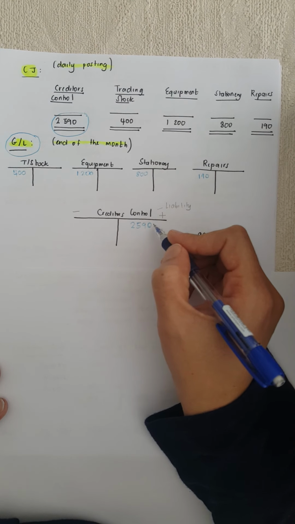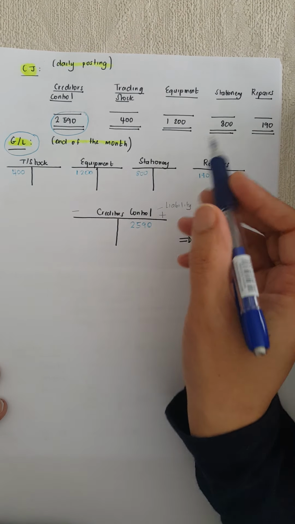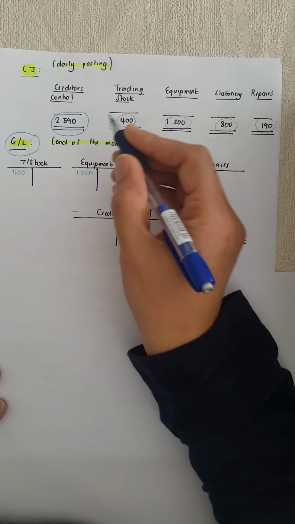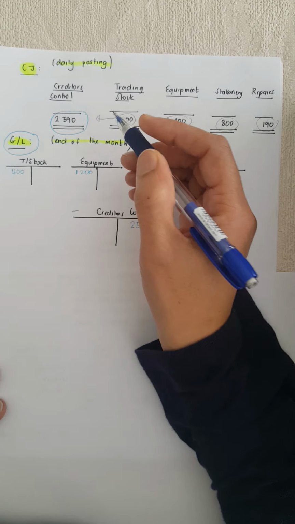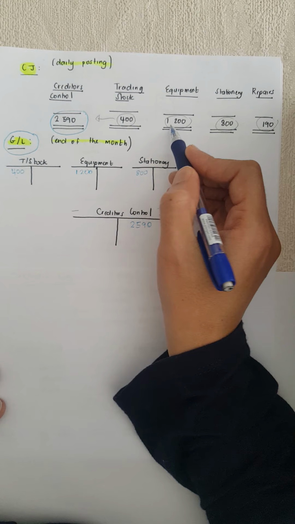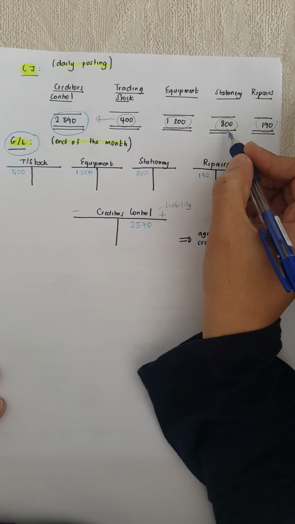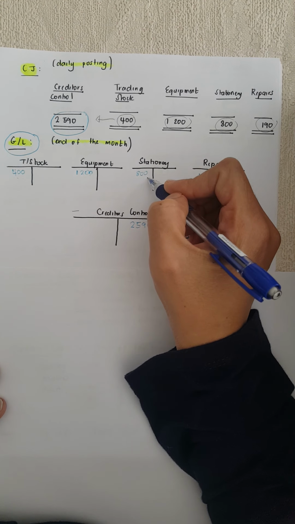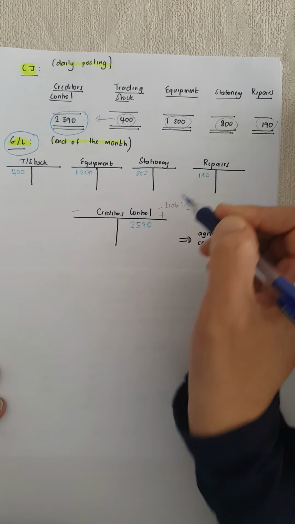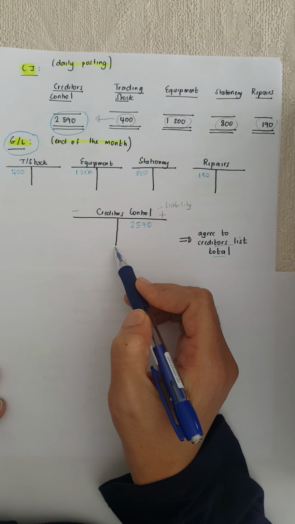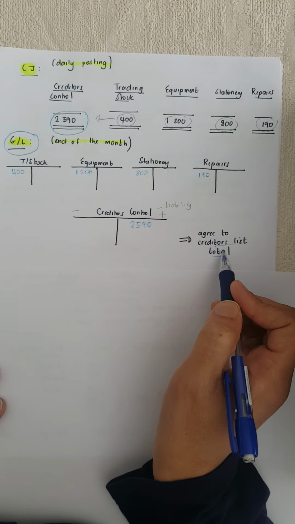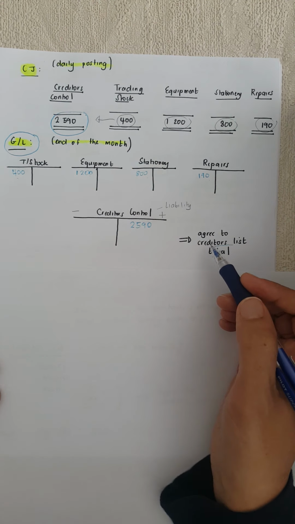So we've increased it on the credit side, and that's a liability. Then this 2590 was split up into these amounts here. If you cross total these amounts, you need to come to 2590. So I've debited my trading stock with 400, my equipment with 1200, my stationery with 800, and my repairs with 190, and the account that gets credited is the creditors control account. This amount obviously needs to agree to the creditors list total, and we'll go through that a bit later.